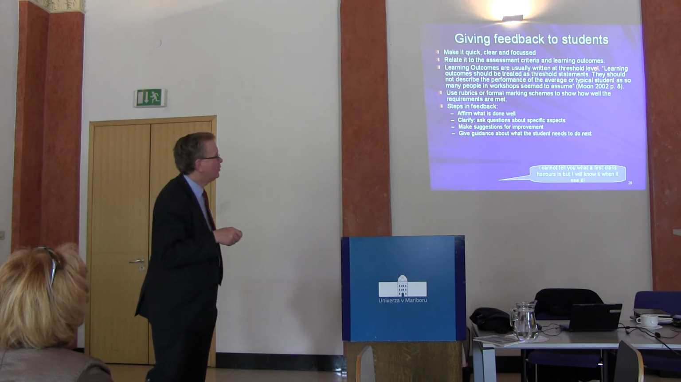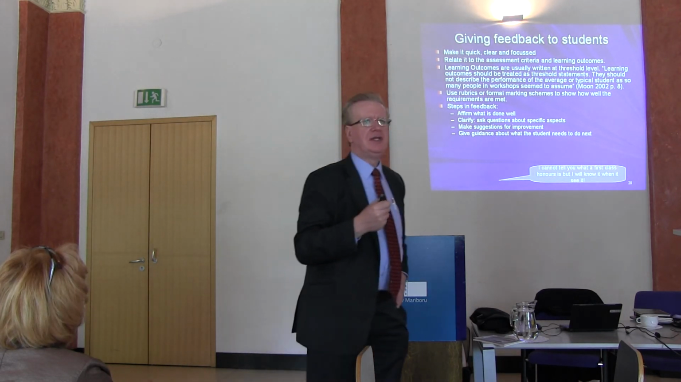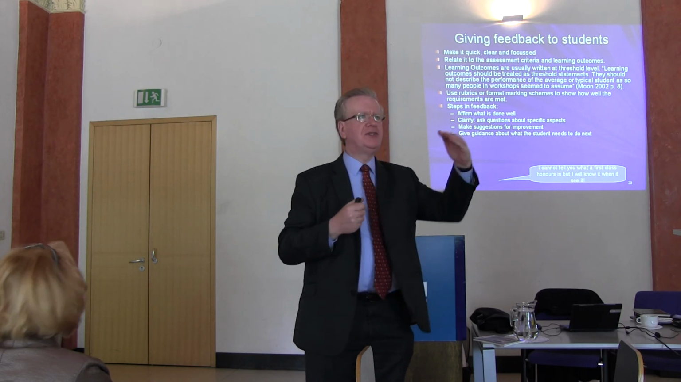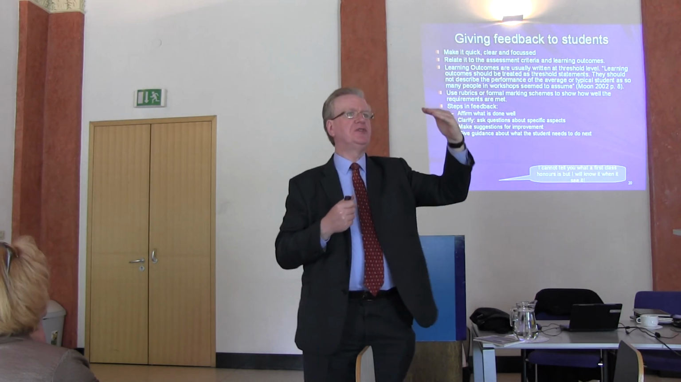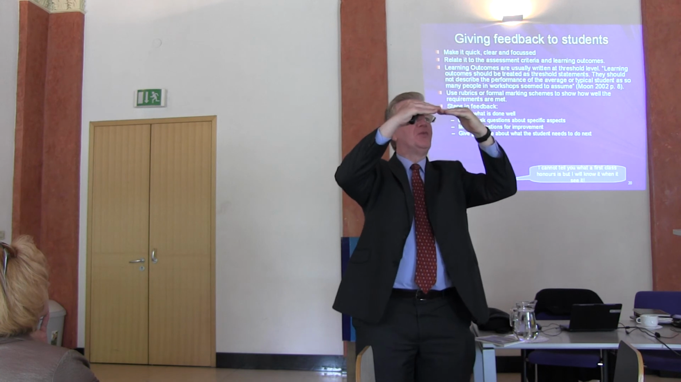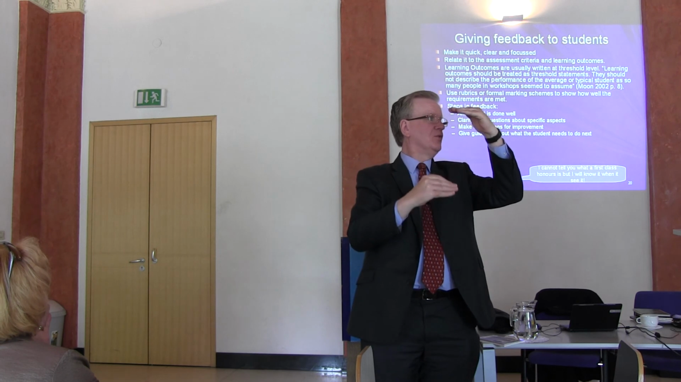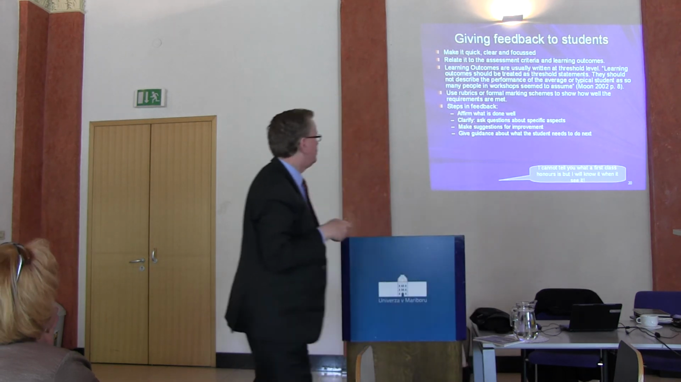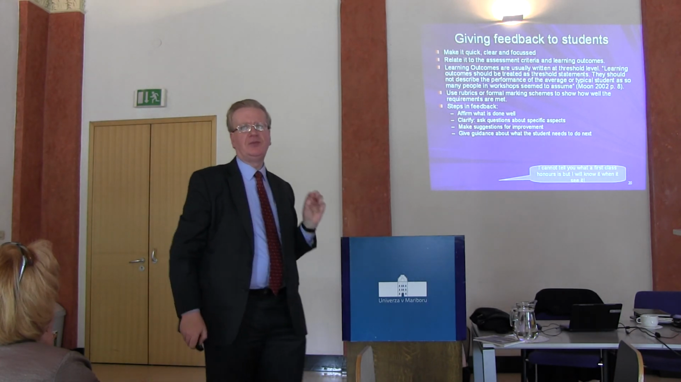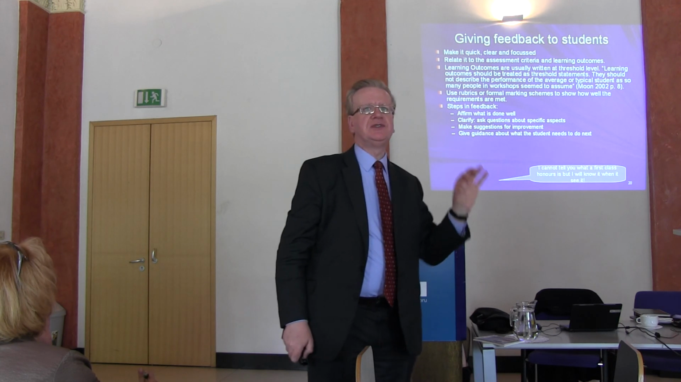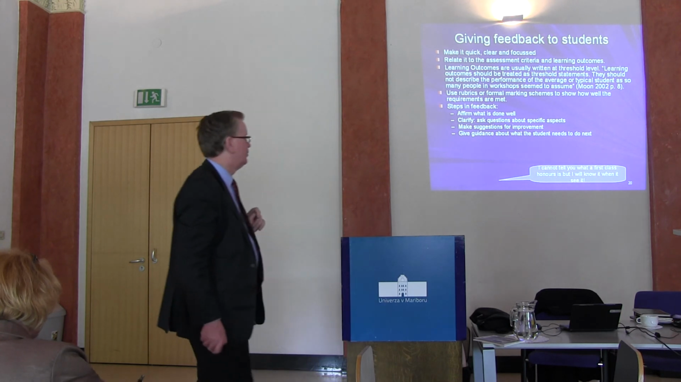Learning outcomes are generally written as threshold statements. That is, learning outcomes are written at the pass-fail. So this is the minimum that the students must do. Many students will get well above the minimum, and students who don't do so well will get below the minimum. But generally speaking, rubrics are very helpful in showing students where they slipped up. And I will show you examples of rubrics in a moment.